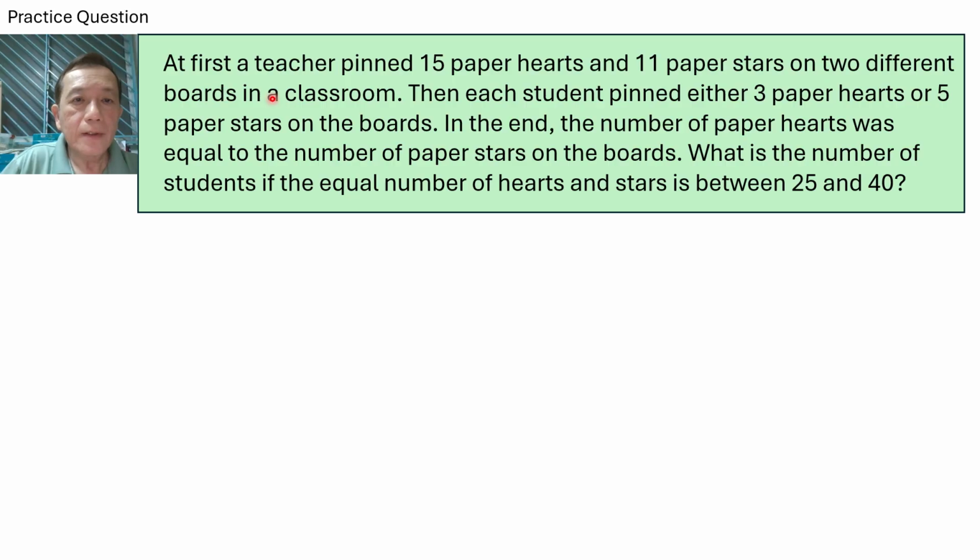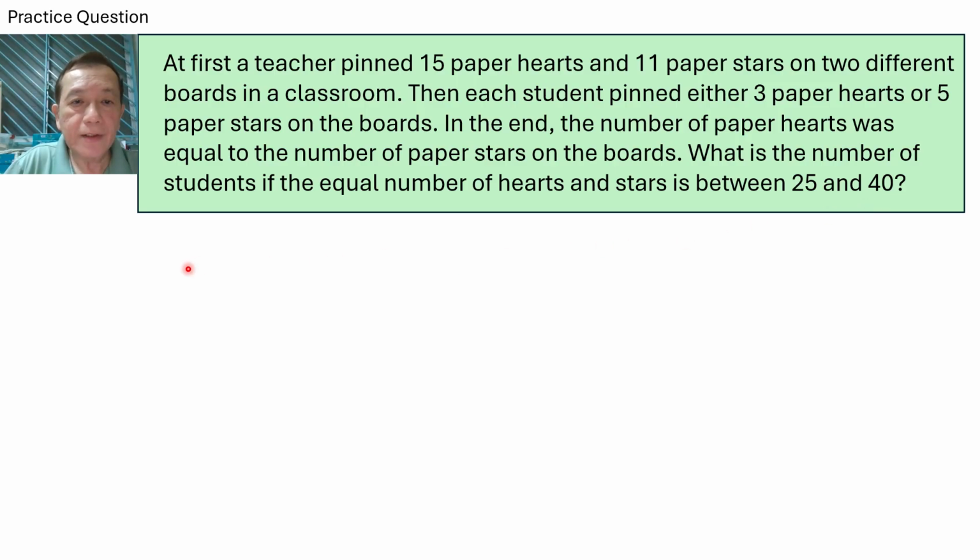At first, a teacher pinned 15 paper hearts and 11 paper stars on 2 different boards in the classroom. Then, each student pinned either 3 paper hearts or 5 paper stars on the boards. In the end, the number of paper hearts was equal to the number of paper stars on the boards. What is the number of students if the equal number of hearts and stars is between 25 and 40?